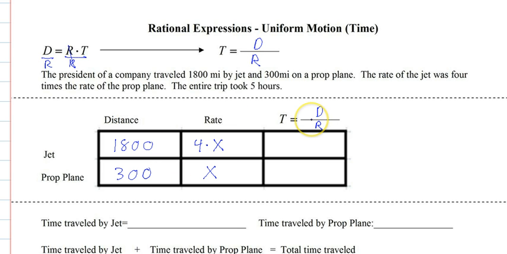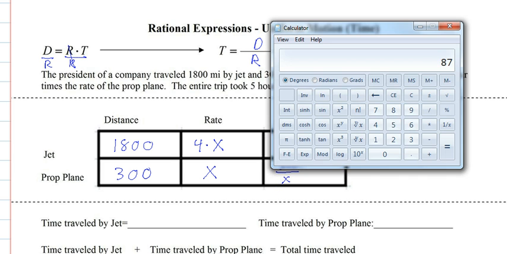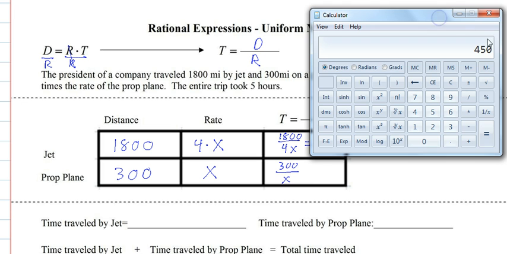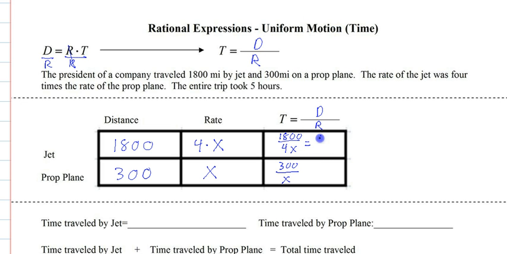Okay, now that we have our distance and our rate filled in, we now use our formula, just like before. So our formula is distance divided by rate. We take the 1,800, divide it by 4x, we take the 300, and divide it by x. And we can reduce this one. So 1,800 divided by 4 is 450. So this is really 450 over x.